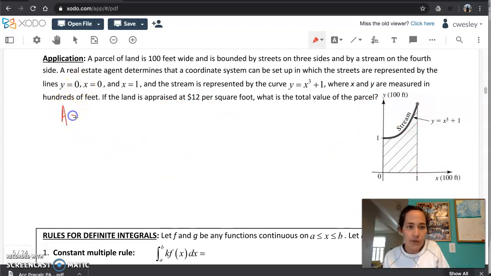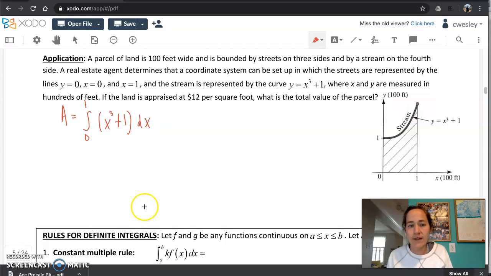I'll say area equals the integral from, well, this is kind of cool, let's set it up based off of the picture. Use x values. So go from 0 to 1 of the curve that's bounding the area from the top. So it'll be of x cubed plus 1, taken with respect to x. You can tag a dx on the end of that.